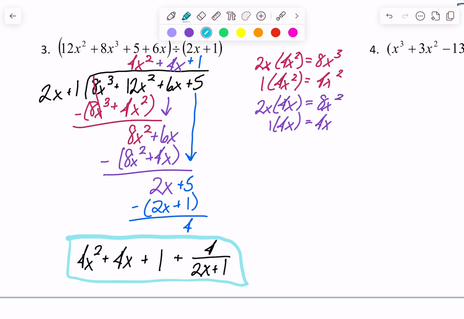So the remainder always gets just written as a fraction. And make sure you have a sign in between the constant and the remainder. They are not smushed together. They are two separate things. Okay?